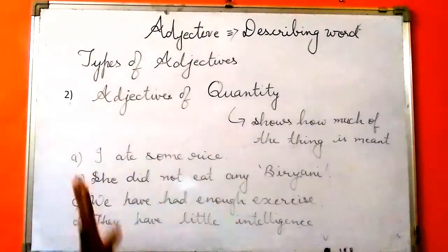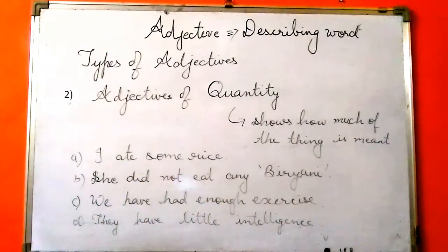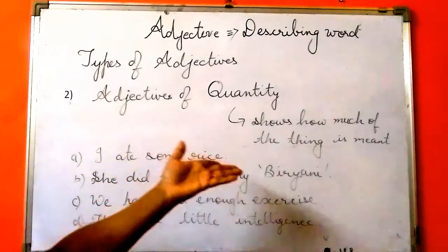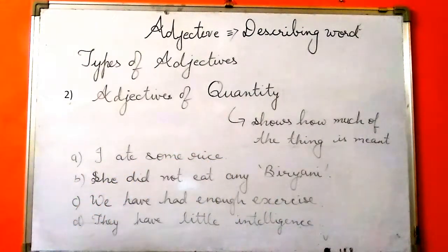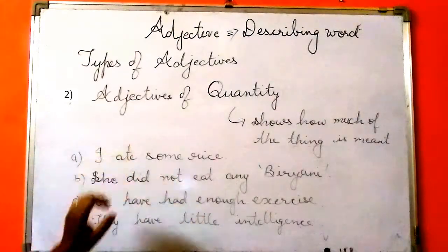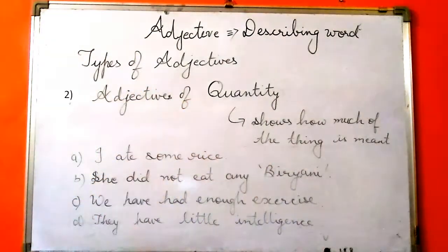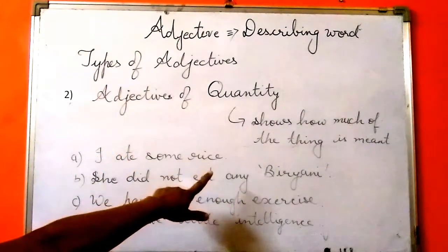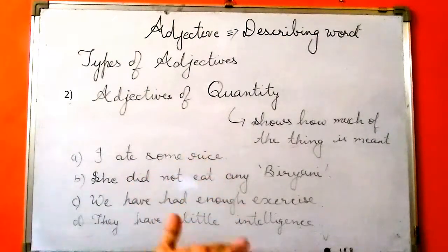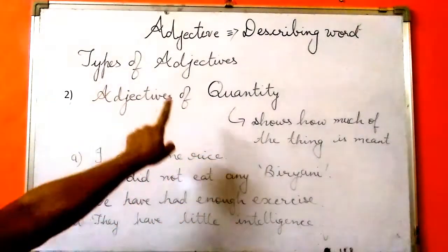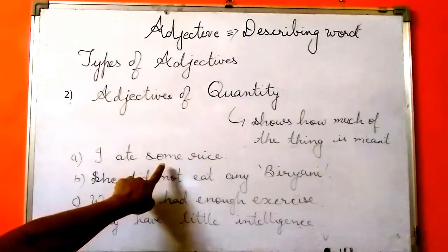Some rice. Now there is no definite number here, and you can see that you cannot count rice. So mostly if you really want to differentiate between this one and the next that will be coming, you can differentiate by the fact that adjectives of quantity would be telling you about an uncountable noun. So you cannot count rice as 1 rice, 2 rice, 3 rice. Therefore, you are going to use adjectives like some.